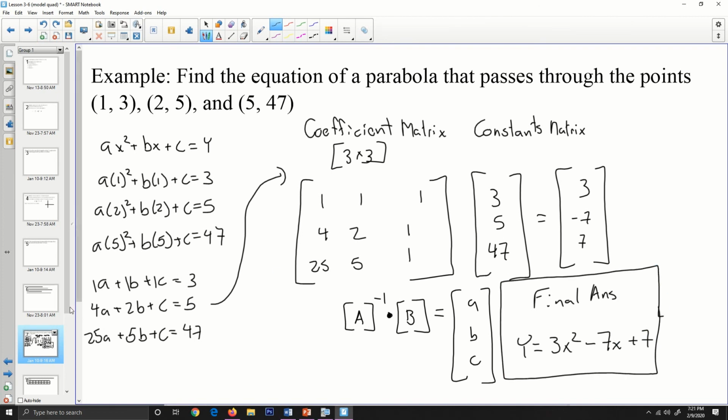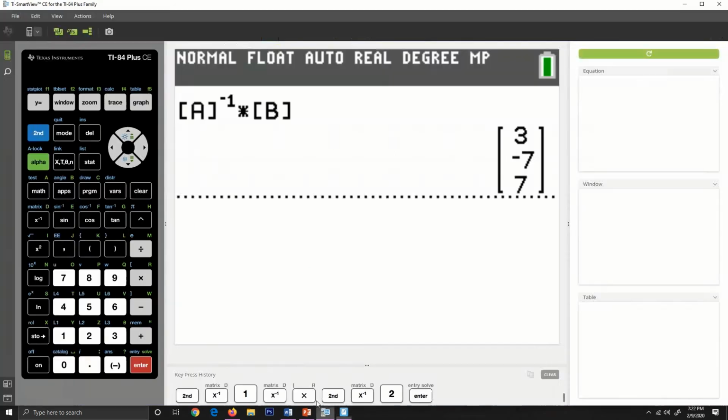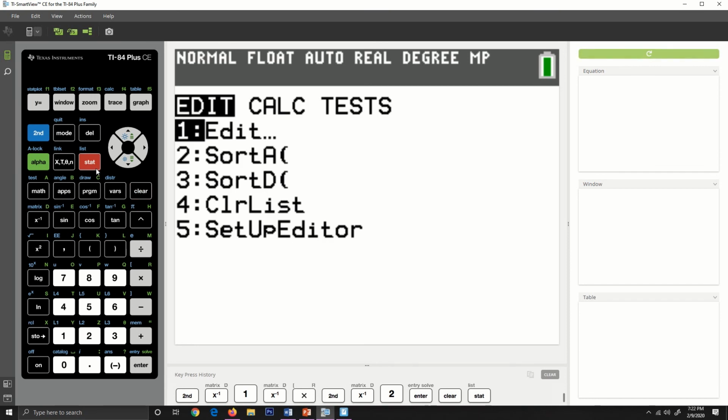All right, last question here. It says use the table below to find a parabolic regression curve for the following data. So I have a set of data here that I want to enter in, and we've already done a linear regression. I want to review that process. So we come back to our graphing calculator, and all of the regression capabilities of the graphing calculator are under this stat button. So we're going to hit stat there.